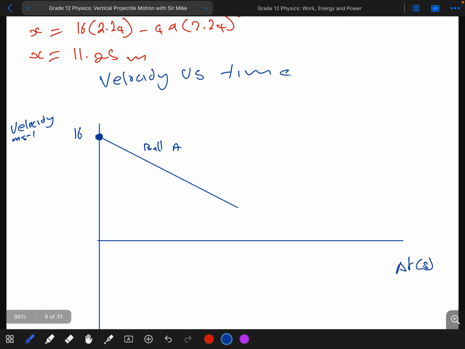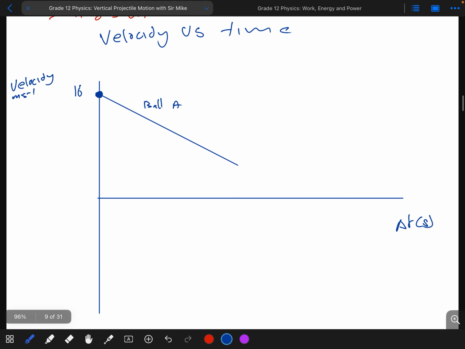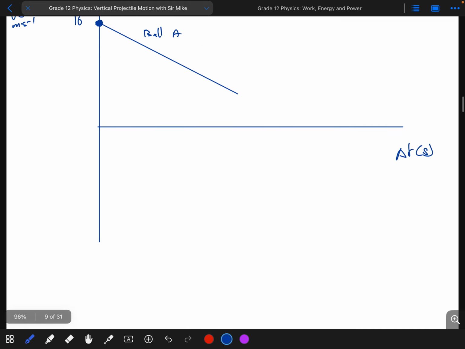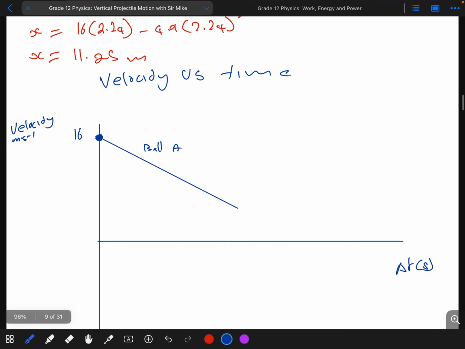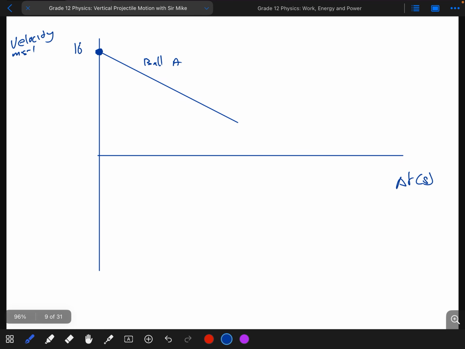Right, so that would simply be 16, but for object B, remember that object B was projected 1 second later. So the velocity versus time graph for object B is not actually going to start at that point, it's not actually going to cut the x-axis. Why? Because that second object was actually projected 1 second later. So after 1 second, my graph would simply start from that point.